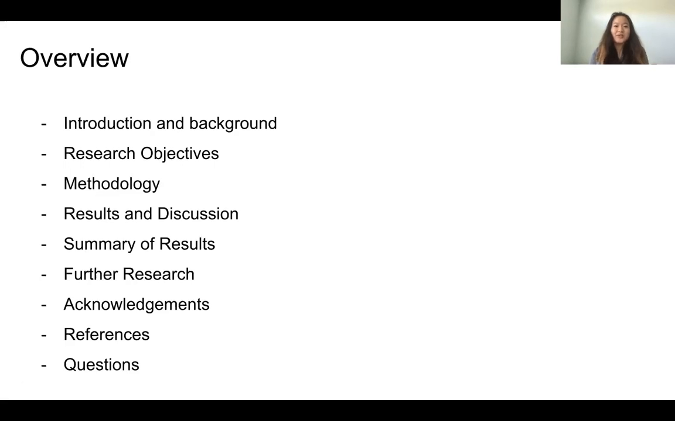First, I'll talk about the introduction and background about what Alzheimer's disease is and what each individual function that I'm studying is. Then I'll go into the research objectives and the general goals for my project. Then the methodology, and then the results and discussion. And finally, I'll talk about the summary of my results, paths for further research, acknowledgements, references, and also ways that you can contact me in case there are any questions about my research.